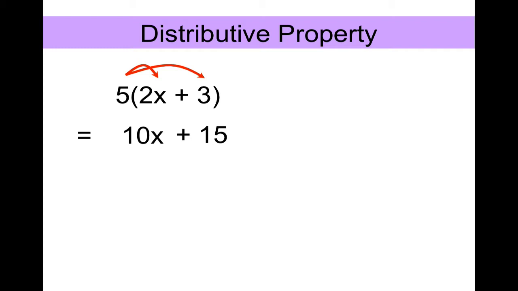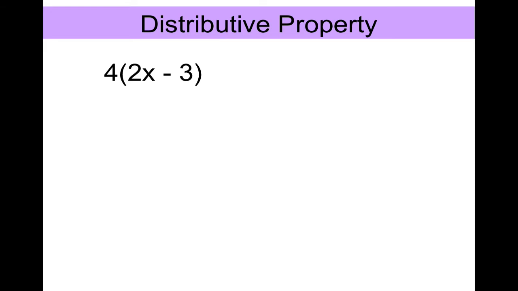These two expressions are equivalent. They're equal to each other. All right, next example. 4 times the quantity of 2x minus 3. Very similar to our first example. You try it.